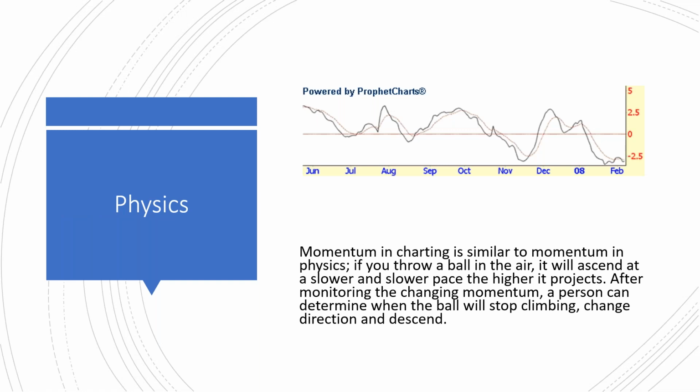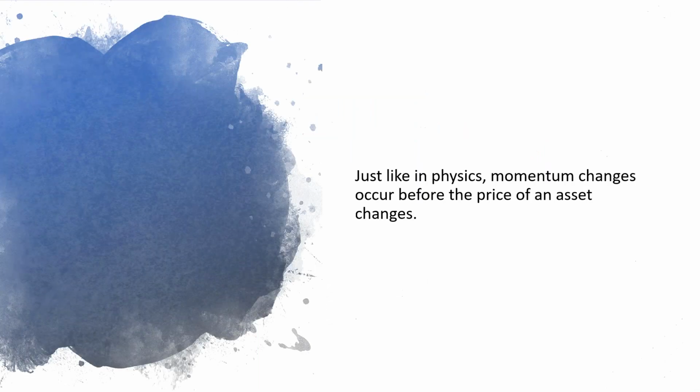So remember, it's just like physics. Momentum in charting is similar to momentum in physics. If you throw a ball in the air, it will ascend at a slower and slower pace the higher it projects. After monitoring the changing momentum, a person can determine when that ball will stop climbing, change direction and descend. So just like in physics, momentum changes occur before the price of an asset changes.